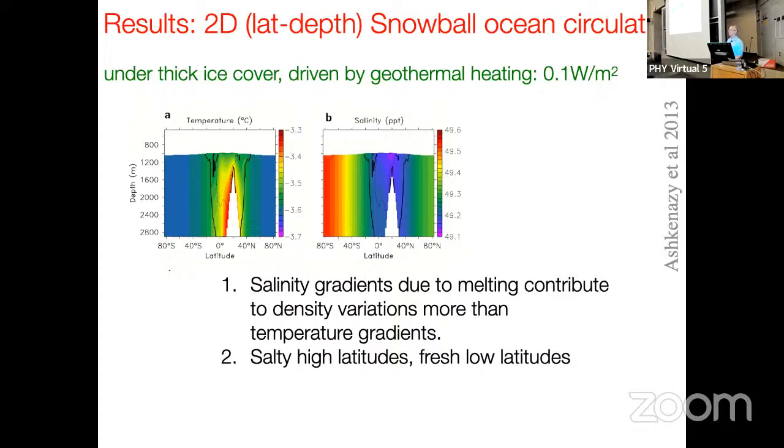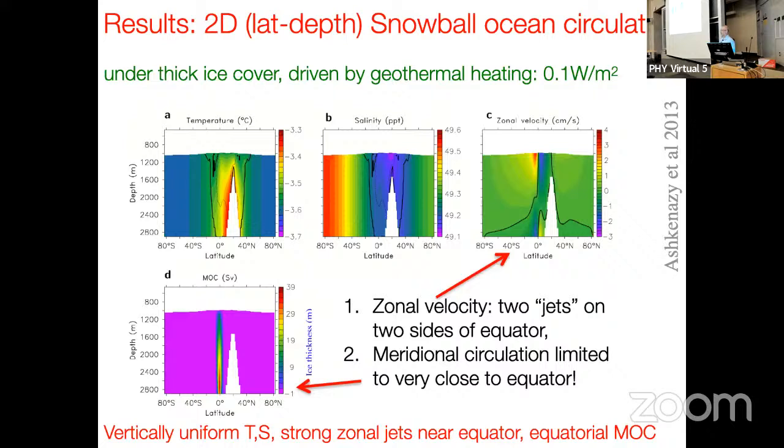Questions? Okay. And then we find velocity. So first, there's a strong jet. This is the latitude again. So there's a strong zonal jet at the equator. You can see a double jet with different signs. And the overturning is really interesting. Look at the overturning. The overturning is restricted to the equator only, from -5 degrees to +5 degrees.